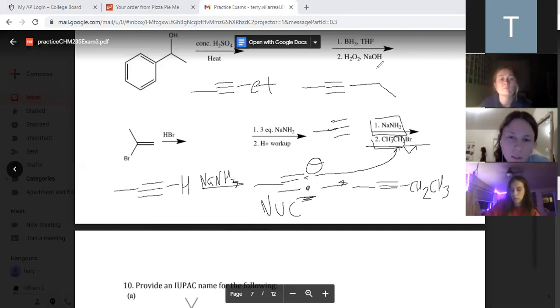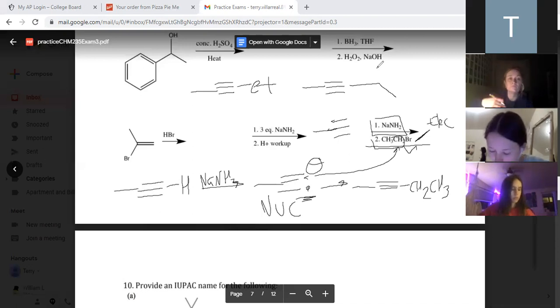Would the Br still be included? Nope, that's your leaving group. Oh, okay. Because this right here is your electrophile, right? This is your substrate. So that bromine is the leaving group. So when the lone pair on the triple bond attacks the carbon, it kicks off the bromine.